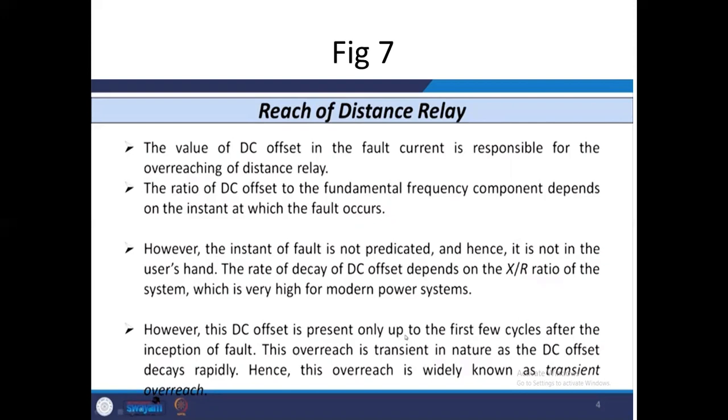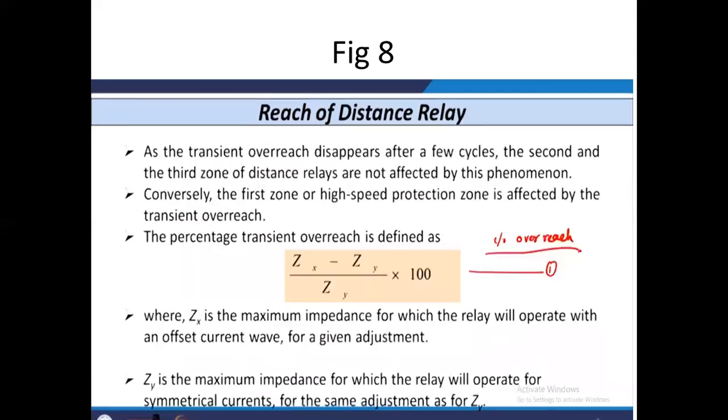So how do we find the percentage transient overreach? That can be obtained using this equation. You can easily find out the value of the percentage overreach for the distance relay. In this case, Zx is the maximum impedance for which the relay operates with an offset current wave for a given adjustment, and Zy is the maximum impedance for which the relay operates for symmetrical current for the given adjustment of the value of Zy. So using this, you can easily find out the percentage overreach in any distance relay.